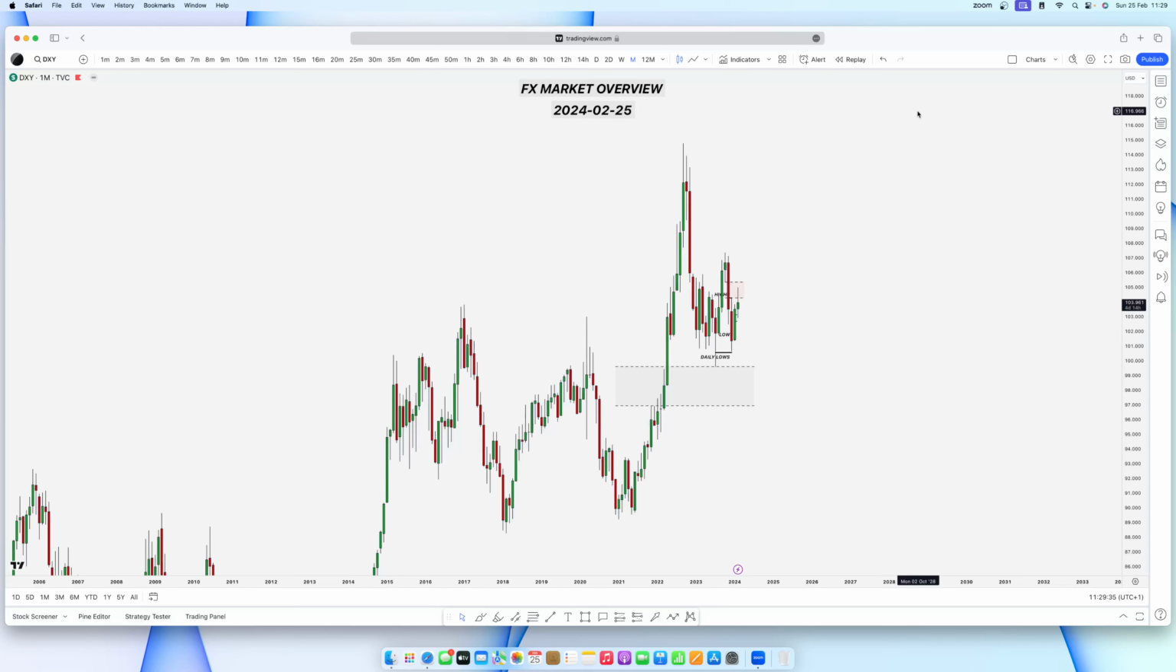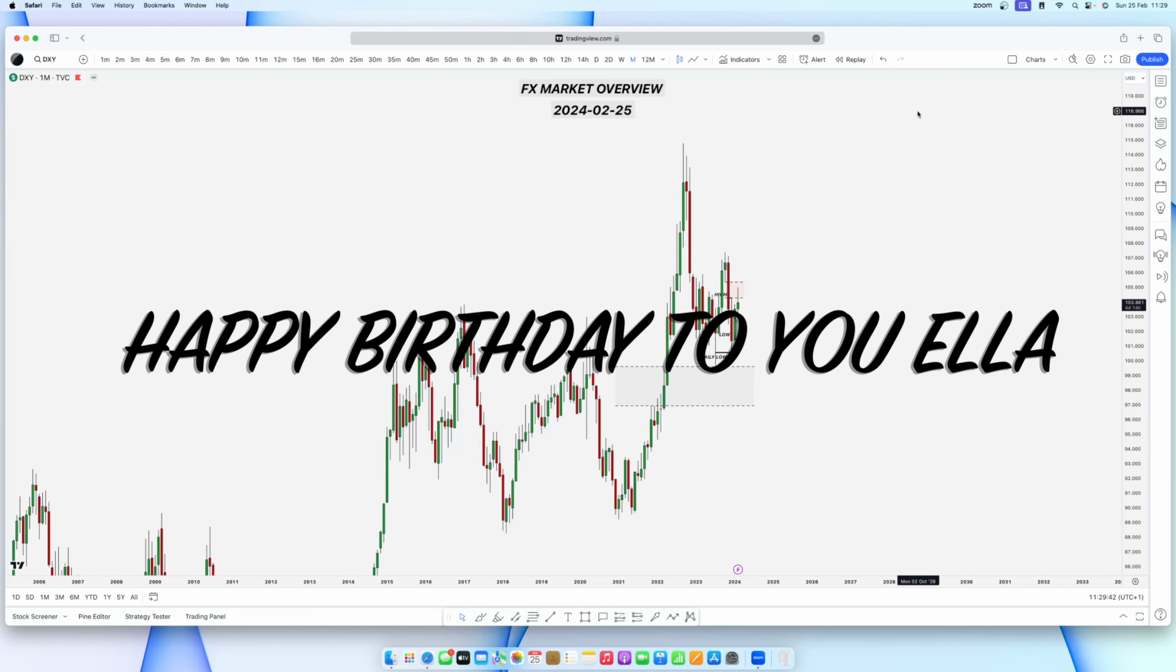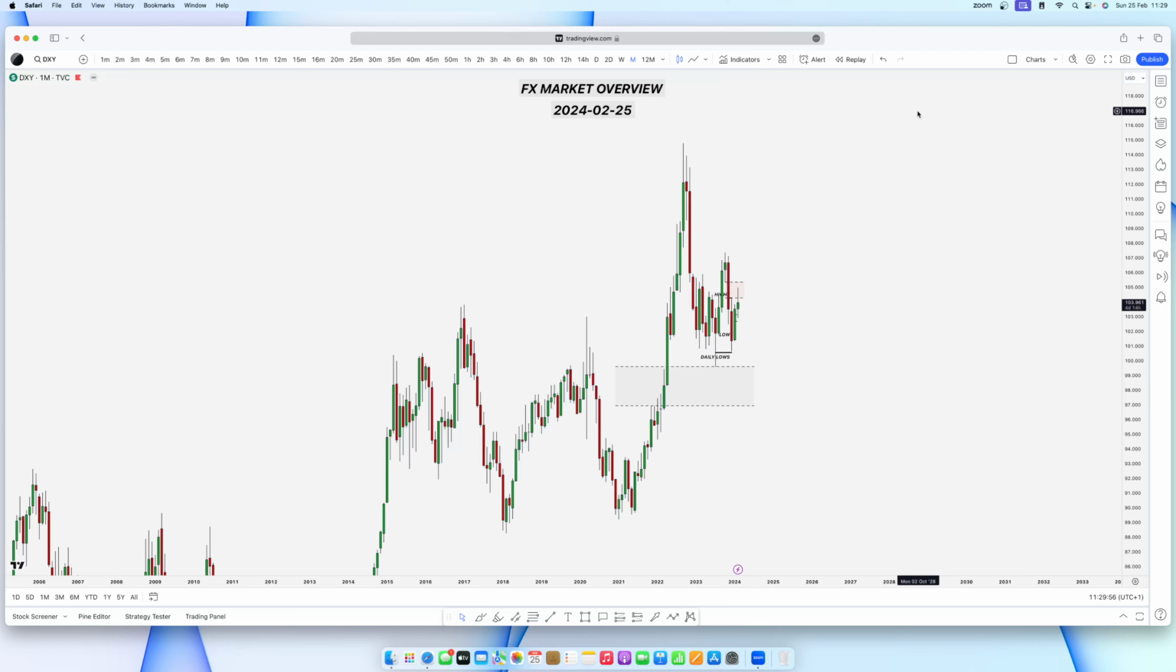Today's 25th February 2024. First and foremost, before we do anything, I want to give a special shout out to my niece. Today is her birthday. She's 7 years today. I wish you long life and prosperity. I wish you the very best in life, and many, many more years of happiness and joy. So happy birthday, niece.